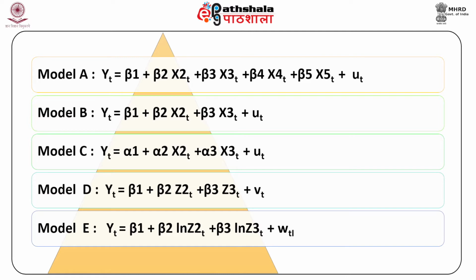Also, Model C and Model D are non-nested because one cannot be derived as a special case from the other, as x and z are different variables. Even if variable x3 is added to Model D and z3 is included in Model C, still these will be non-nested models because Model C does not contain z2 and Model D does not contain x2.